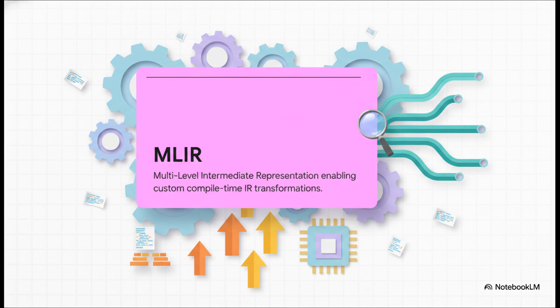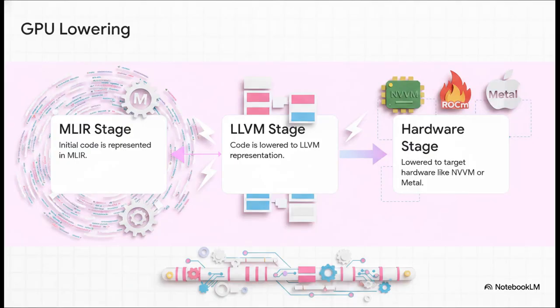It basically turns the compiler into a programmable pipeline, where developers can write custom passes directly inside the language, optimizing high-level Python-like code way before it ever touches the actual hardware. This pipeline is an absolute game changer. Let's trace it out. Mojo represents the code in MLIR, it lowers that down into LLVM, and then finally it lowers it all the way down to your specific target hardware, whether that's NVVM for NVIDIA, ROCm for AMD, or Metal for Apple Silicon.